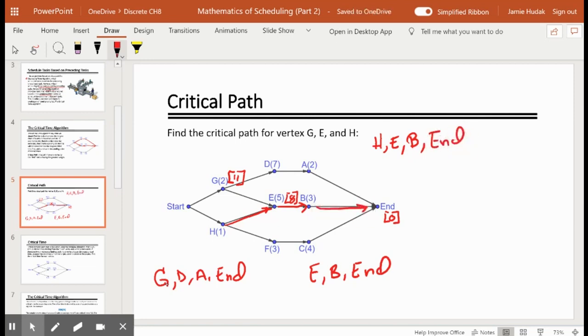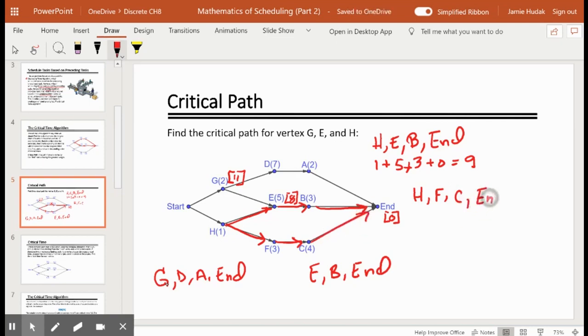And if we add up each of these times, H is 1, E is 5, B is 3, and end is 0. So 1 plus 5 is 6, plus 3 is 9, plus 0 is 9. And now we want to consider the other path from H to F, from F to C, and then from C to end.